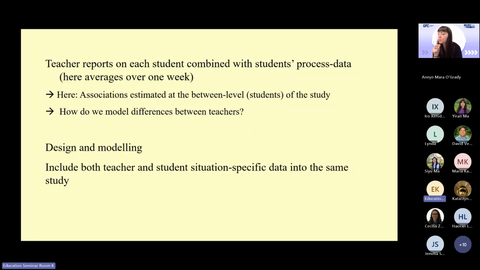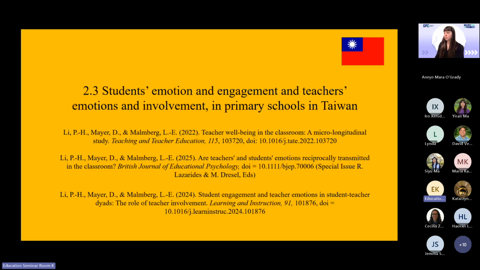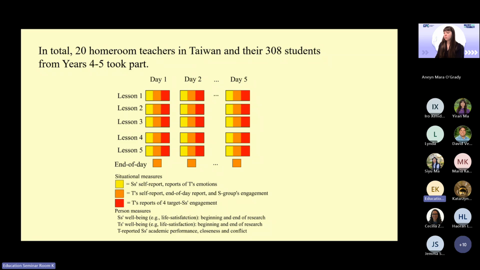So the next step in the modeling is to include both teacher and student situation-specific data into the same study. And that's what we then did in Taiwan, Beijing Li's study, where we included both students' and teachers' emotions in this study, and teachers' perceptions of what's going on in the classroom. So the design is very similar to the previous design.